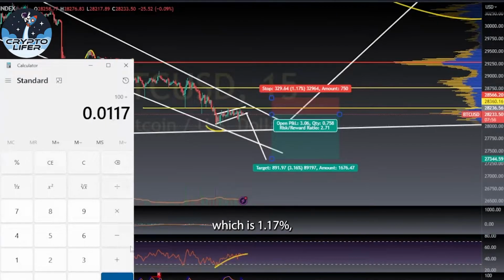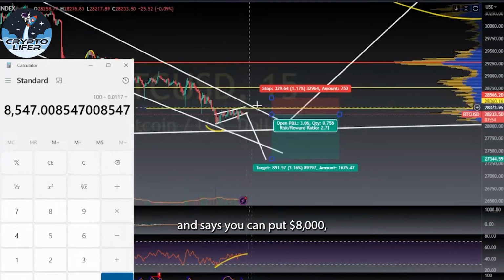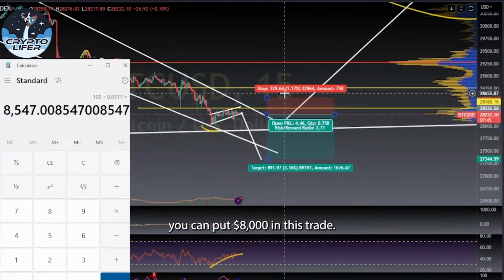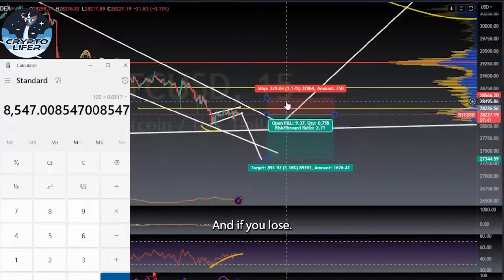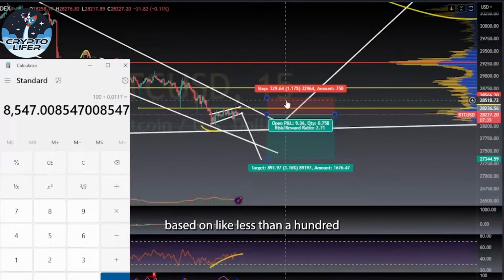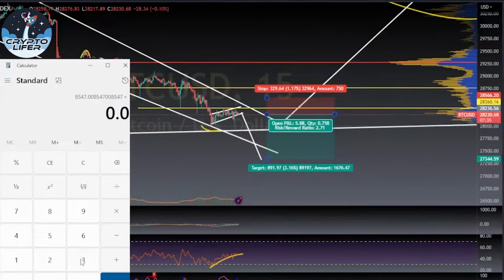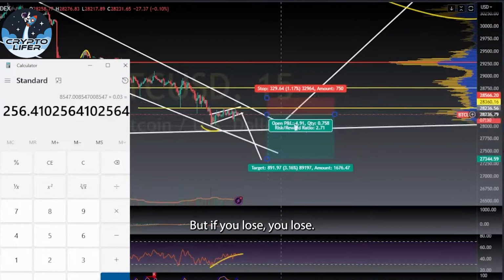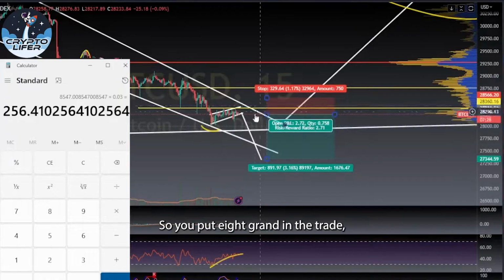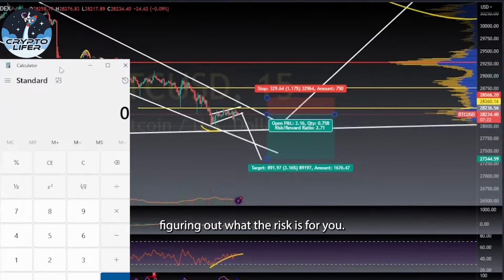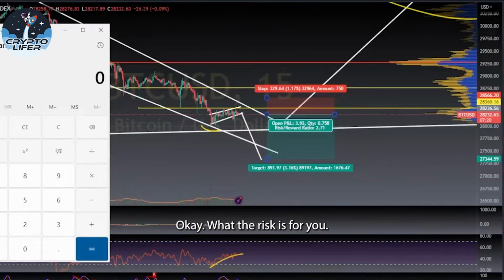0.0117, which is 1.17%. And it says you can put $8,000. You can put $8,000 in this trade, right? And if you lose, you'll lose basically less than 100. Now, if you win 3%, you'll win 256. But if you lose, this is the 271, and you'll lose $100. So if you put $8,000 in the trade, you could only lose $100 if it hits the stop loss. And that's the key, figuring out what the risk is for you, okay?